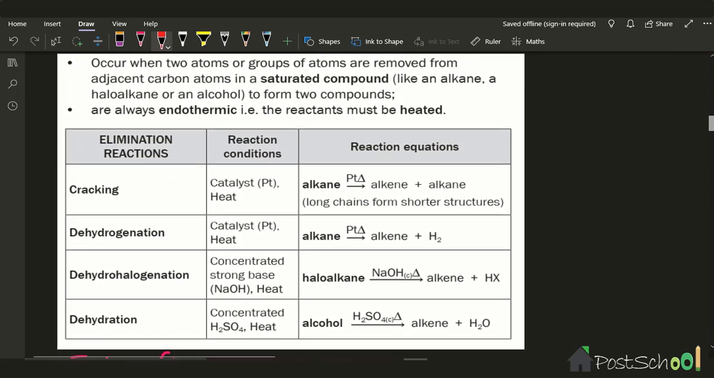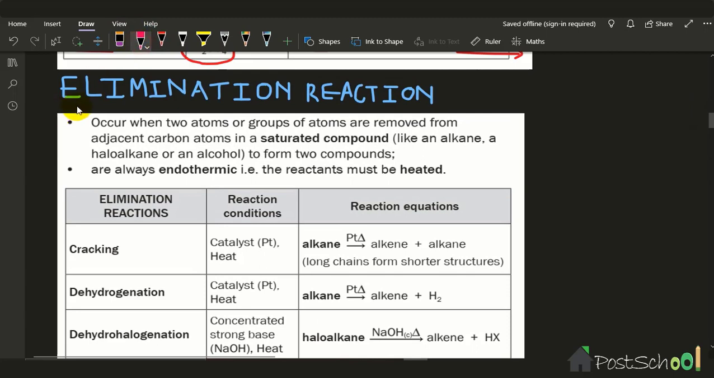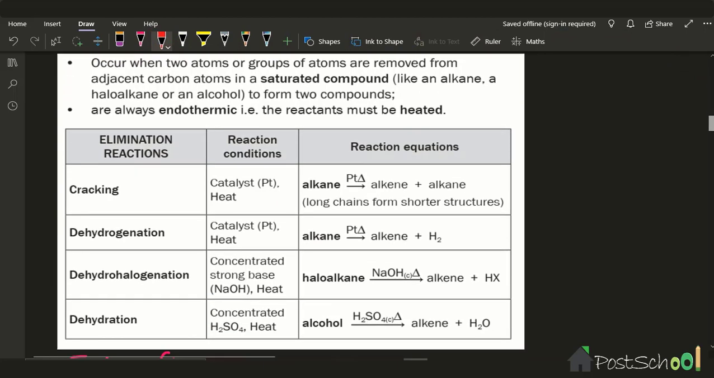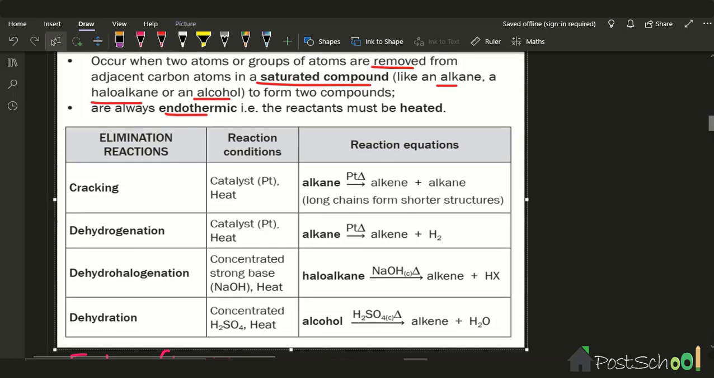And then we go to elimination. Elimination means to eliminate. It occurs when two atoms or groups of atoms are removed from carbon atoms in a saturated compound like alkanes, haloalkanes or alcohols, to form two compounds. These are always endothermic. Endothermic means they absorb heat. They do not release heat, because exothermic reactions release heat, whereas these absorb heat.